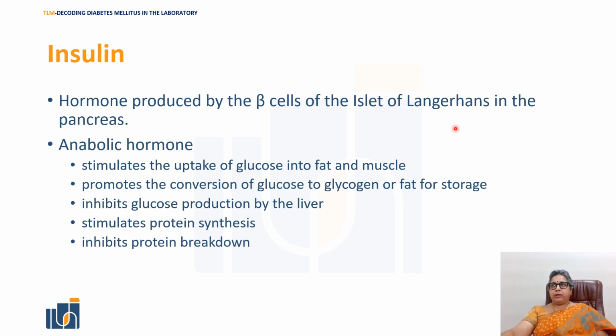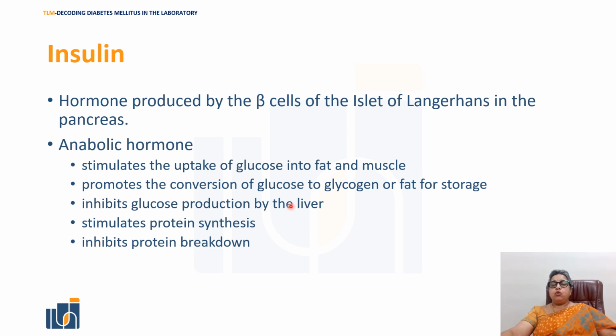Now that is about urine. The next test, which is done but not very commonly, is insulin. Now, what is insulin? Insulin is a hormone that regulates the glucose. It's produced by the beta cells of the islets of Langerhans of the pancreas. Now, it's an anabolic hormone. It stimulates the uptake of glucose into fat and muscle. That means it improves the utilization of glucose by the different end organs. It promotes the conversion of glucose to glycogen or fat for storage.